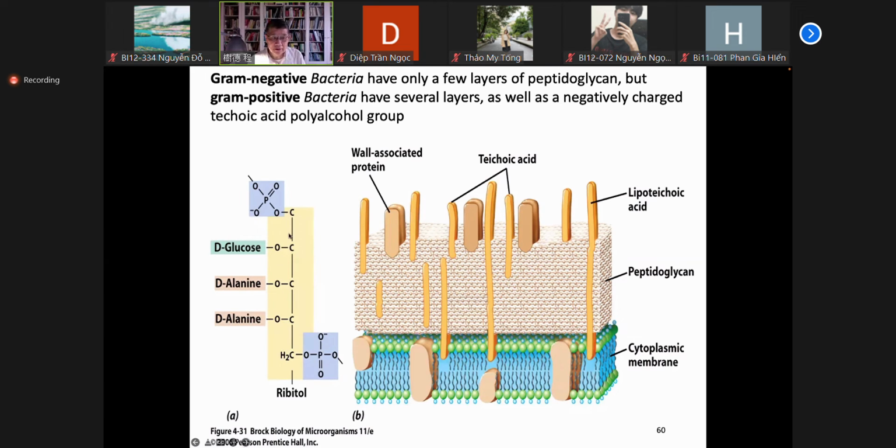So it has a 5 OH, right? Here, OH. 2 of these are linked to phosphate, and the 3 of these are linked with some amino acid. So this unit is repeated many times.